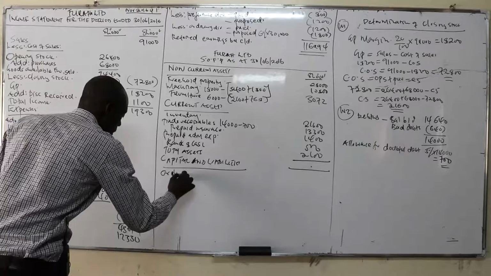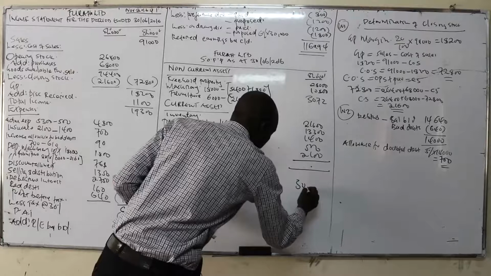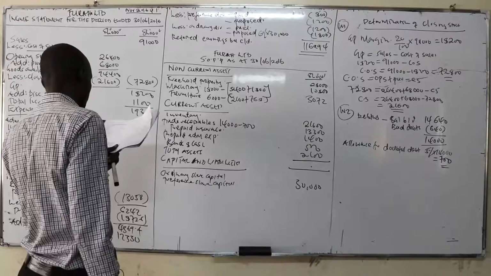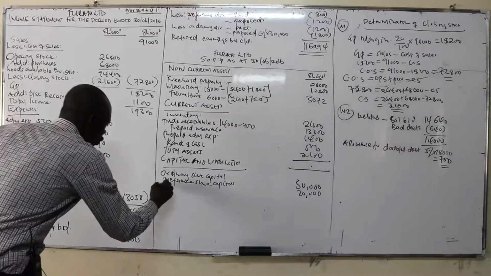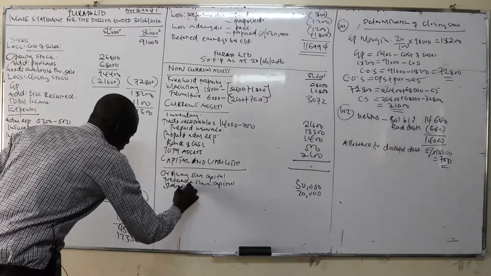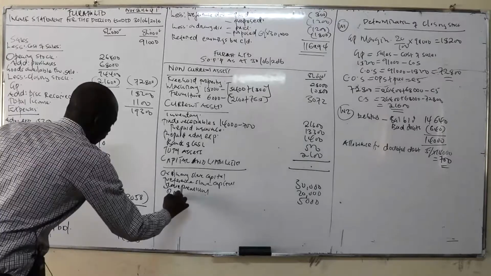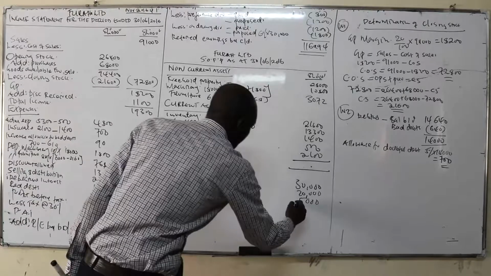Ordinary share capital, how much? 30,000. Preference share capital, how much? 20,000. And then we have which other? Share premium. 5,000. Retained earnings. 11,699.4.